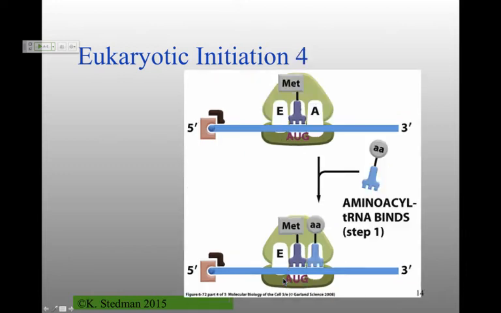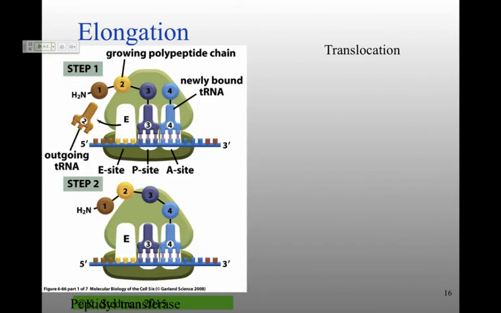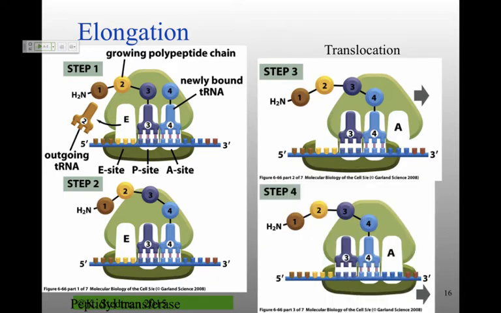You've got the A site, aminoacyl tRNA binds, and you move forward through this whole elongation step until you get to the final end of this process. We already talked about translocation. So this, not just in theory, actually in practice works. But it doesn't work very well.